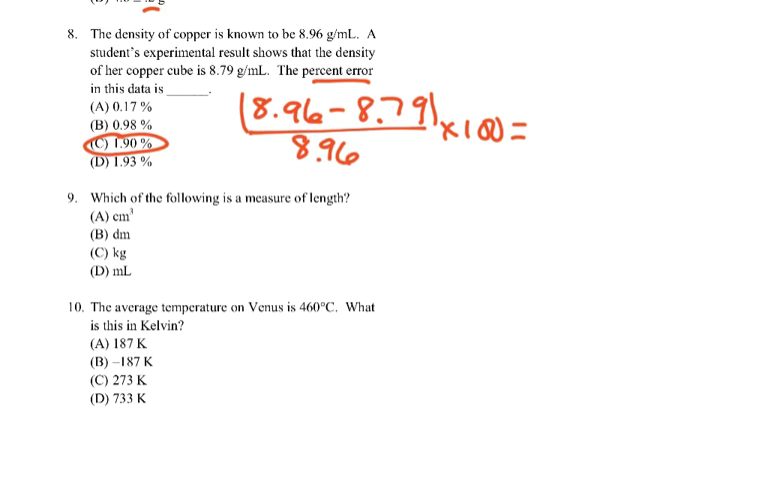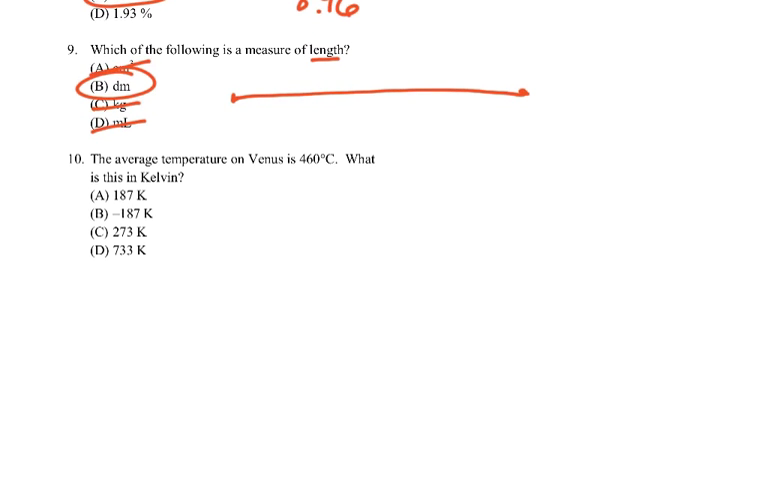9, which of the following is a measure of length? Okay, cubic centimeters, that's going to be a volume. Decimeters, that's a length. Kilograms, that's mass. Milliliters, that's volume. So decimeters is a length. It's about 1/10 of a meter. I'm not sure that's right.